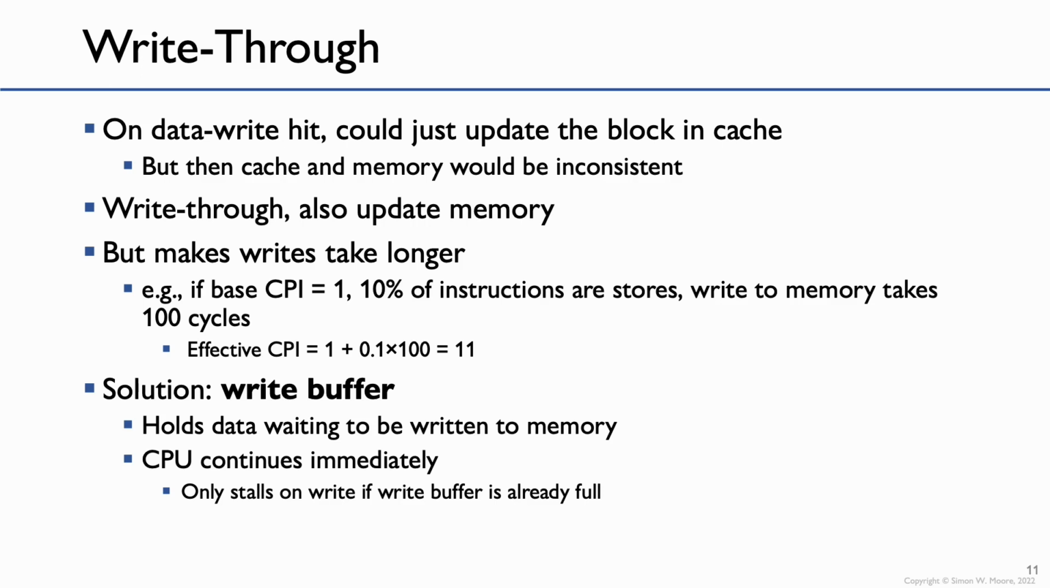So one solution is a write buffer. That holds the data waiting to be written to memory, so that basically the processor can continue working, and the processor then only stalls if the write buffer is full. And of course this will work fairly well. Imagine we just have to write all the way through to the last level cache in order to ensure consistency. Then that might be 20 clock cycles, and in which case we might be able to hide the latency.